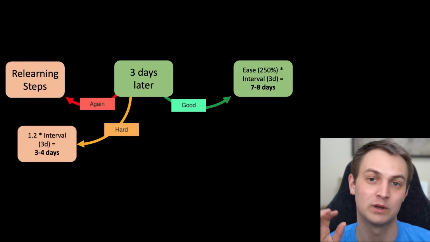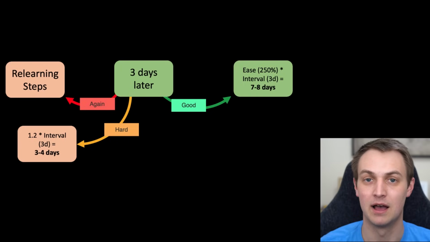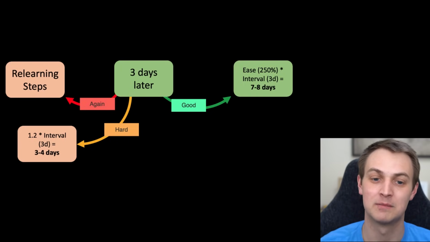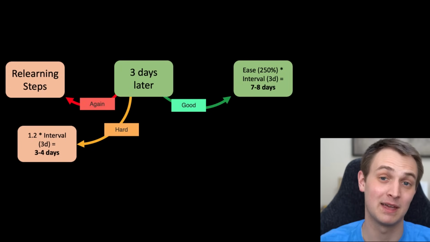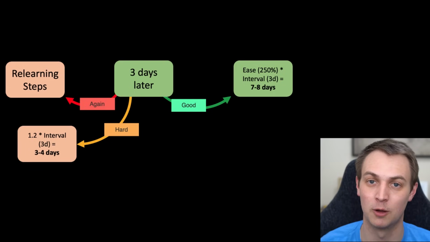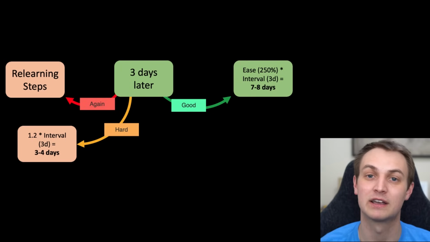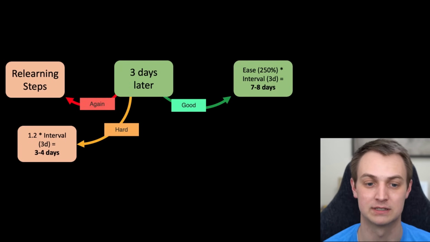Now, something to mention with this good and hard, you can see how I've given 3 to 4 days and 7 to 8 days. There's a little thing that Anki introduces called fuzz, where sometimes it'll be 7 to 8 days. Sometimes it may even send it to 6 or 8. It tries to mix things up a little bit because that actually helps your memory. So don't be shocked if it's a little bit different. That's Anki's fuzz, which is there for a reason.